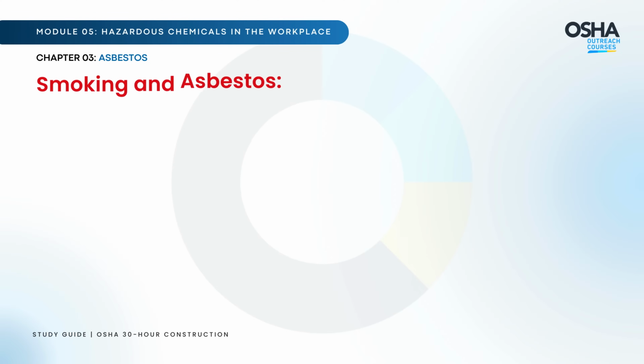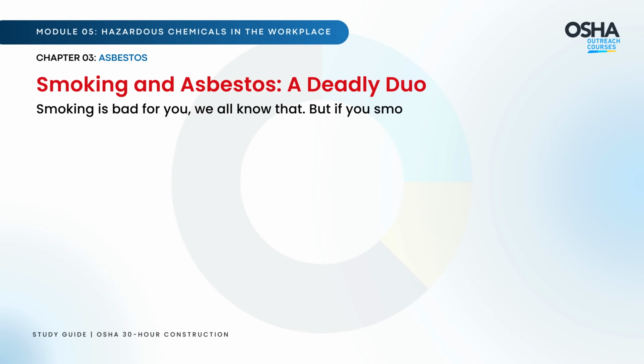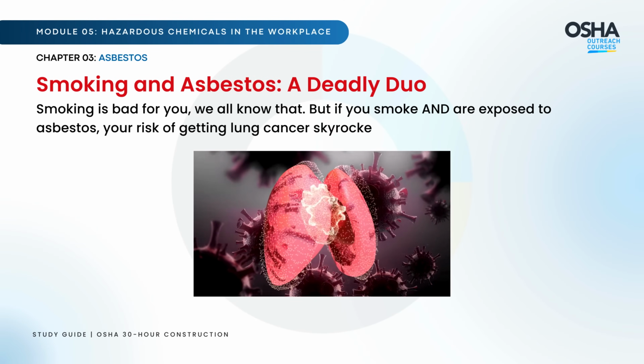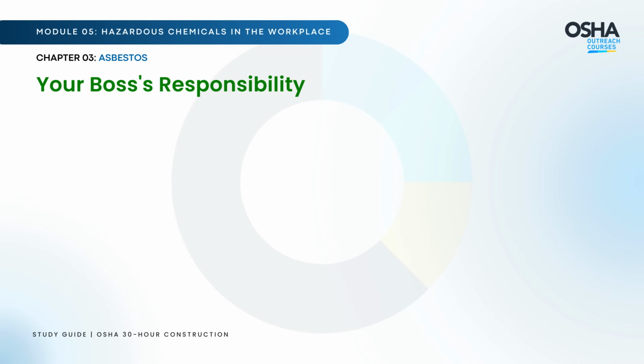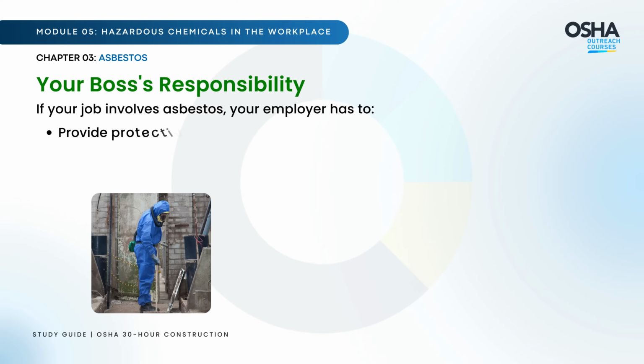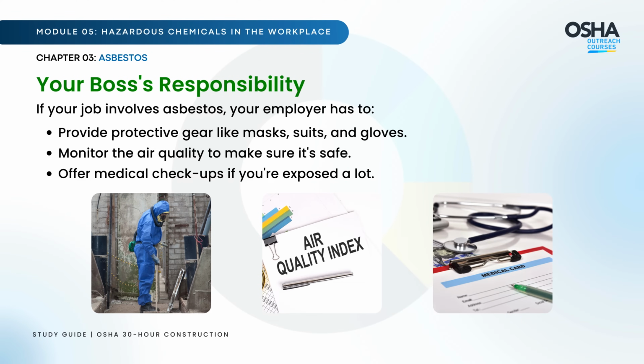Now, smoking and asbestos, a deadly duo. Smoking is bad for you, we all know that, but if you smoke and are exposed to asbestos, your risk of getting lung cancer skyrockets. Here is your boss's responsibility. If your job involves asbestos, your employer has to provide protective gear like masks, suits, and gloves. Monitor the air quality to make sure it's safe. Offer medical checkups if you're exposed a lot.